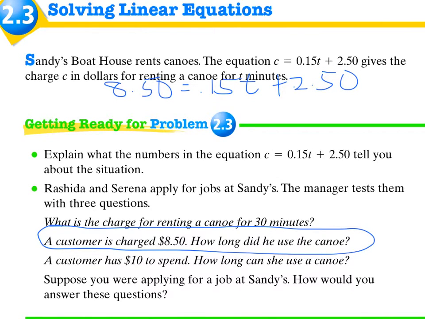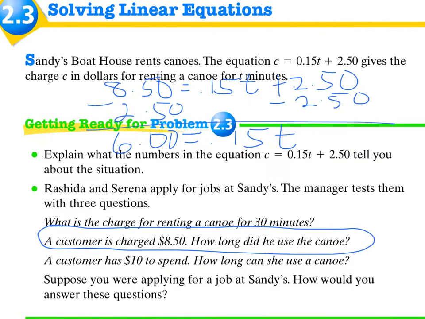To do that, I would subtract $2.50 from both sides of my equation. That leaves me 0.15 times T on the right side, and $6 on the left side. Essentially that eliminated the starting cost in our equation. Now I divide both sides by 0.15 to undo the multiplying by 0.15, and T equals 40 minutes. So a customer that's charged $8.50 could rent a canoe for 40 minutes.